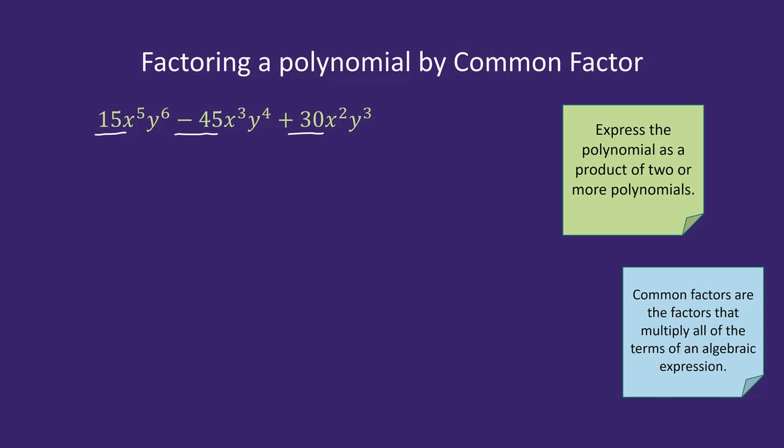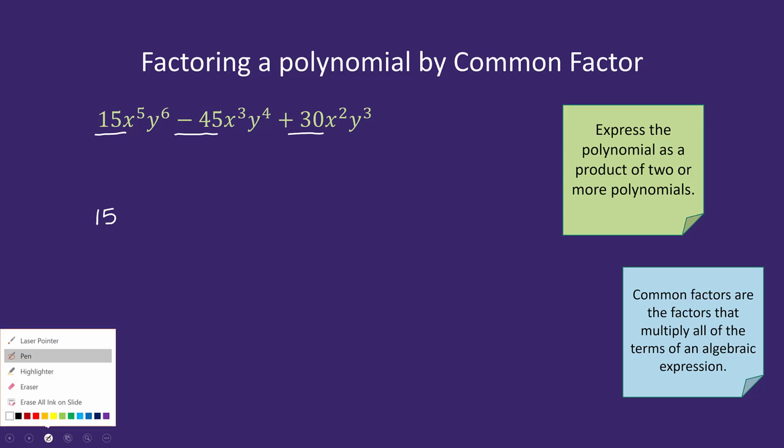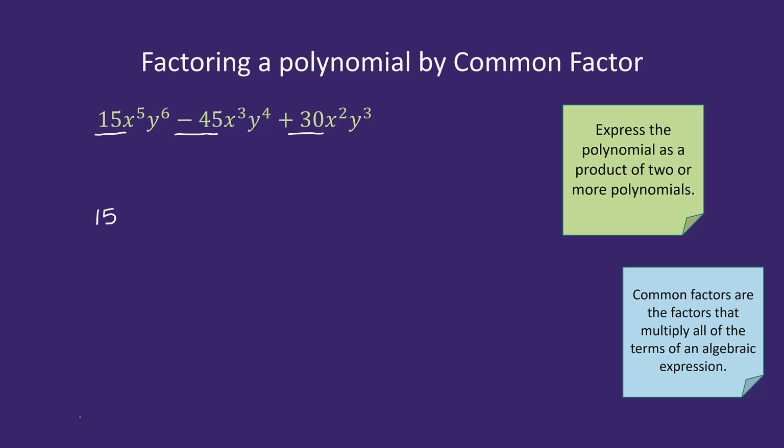So we check them and we see that the common factor between these three numbers is 15, because we can divide 15, 45, and 30 over 15 and get a whole number. Now we are going to identify the variables that are common in all of the terms in the polynomial. The first thing that we see is that the three terms in this polynomial have x in them: x fifth power, x third power, and x second power.